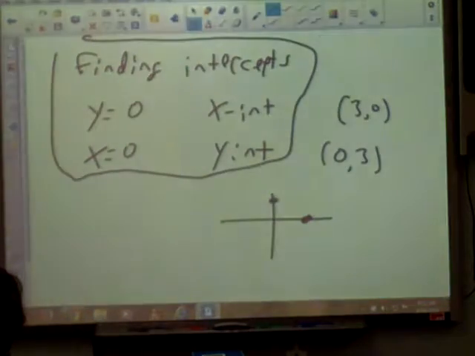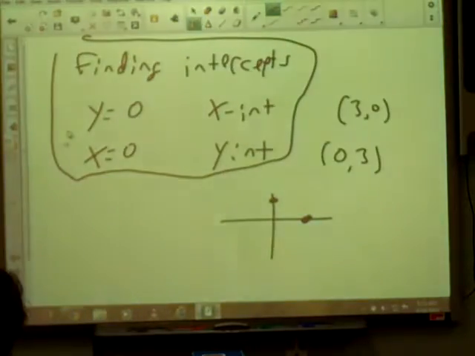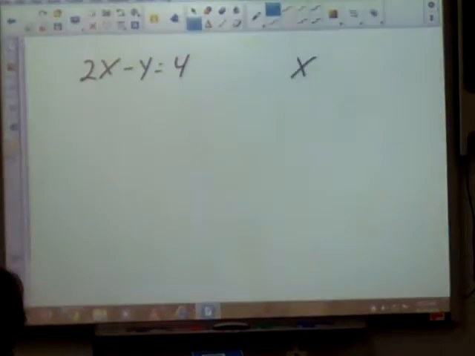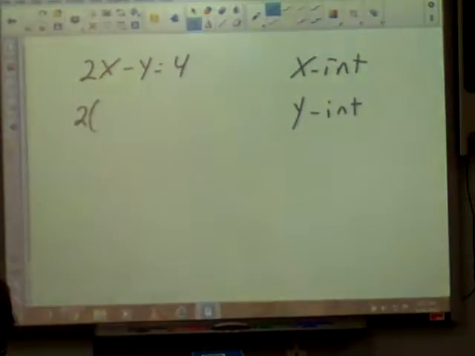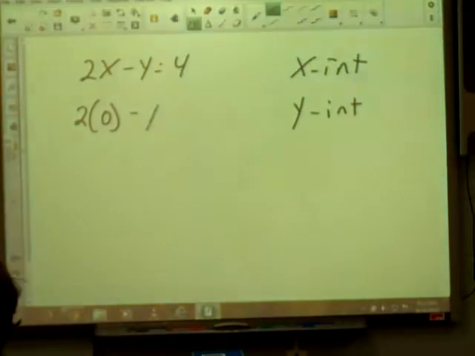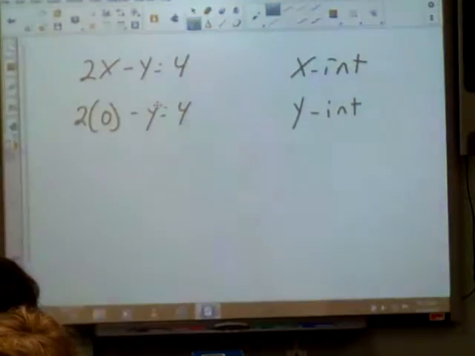But you are seniors, so let's look at 2x minus y equals 4. Directions say to find the intercepts. So we're going to find an x-intercept, and we're going to find a y-intercept. Which one you want to find first? Y. Okay, if we find the y, what do we put a 0 in for? An x. Very good. And so you can write this as 2 times 0 minus y equals 4, but I don't even write that when I start working them on my own.